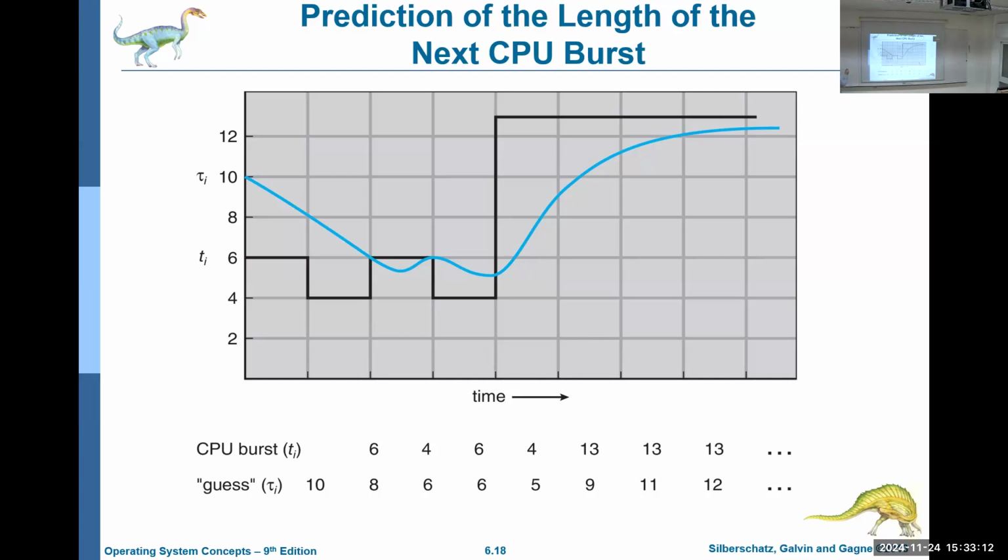So what is our prediction going to be? Our prediction is going to be 10. What's our next prediction going to be? In reality, the actual burst was 6. So we're going to do 6 plus 10, and take 50% of each of them. So it's really going to be 3 plus 5, and it's going to be 8.